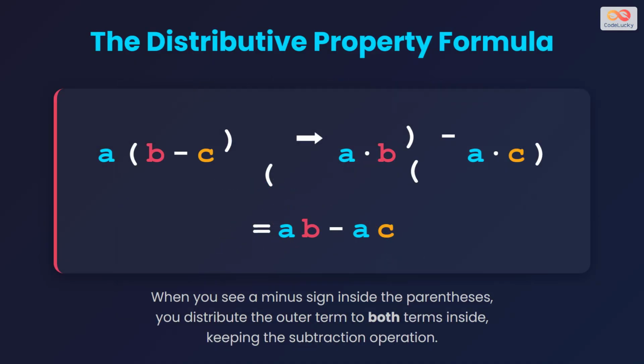Here is the official formula for distribution with subtraction. If you have a times the quantity b minus c, it equals a times b, minus a times c. Notice how the subtraction sign stays in the middle. We multiply the outer term by the first term b, and then subtract the result of a times the second term c.